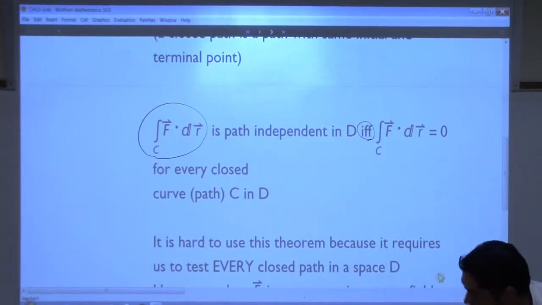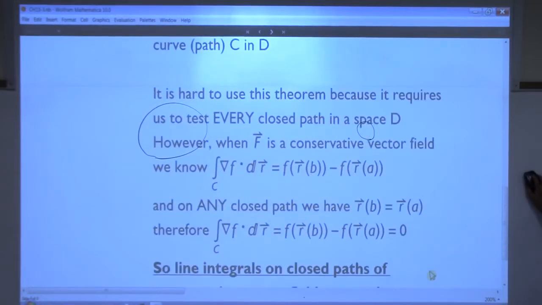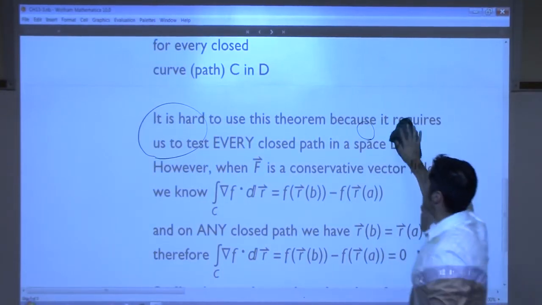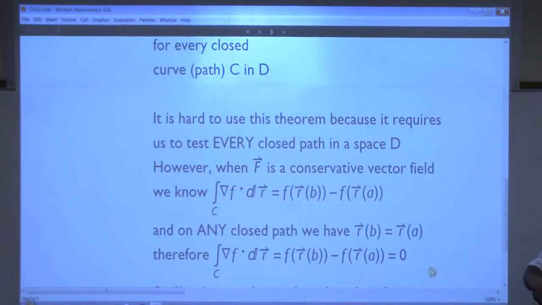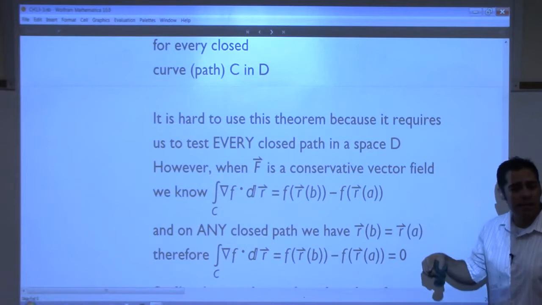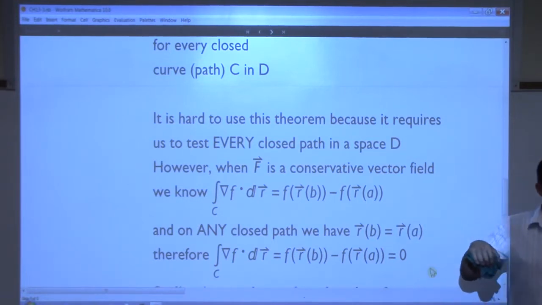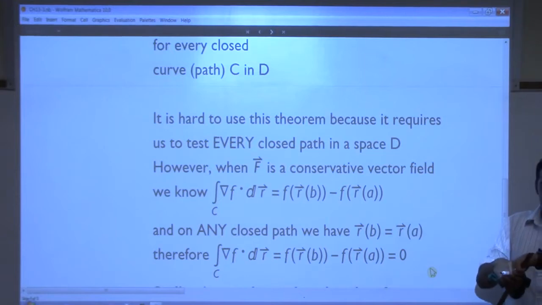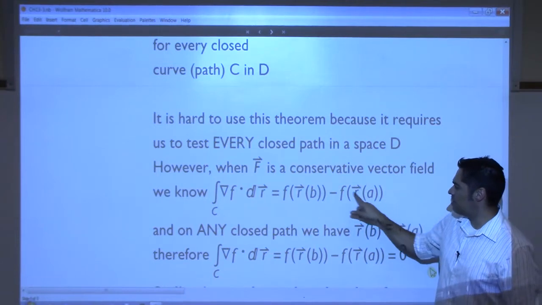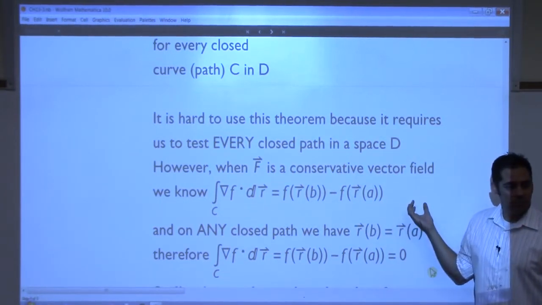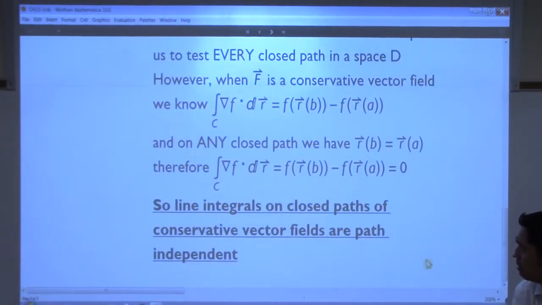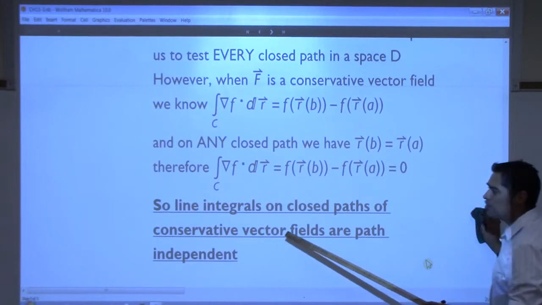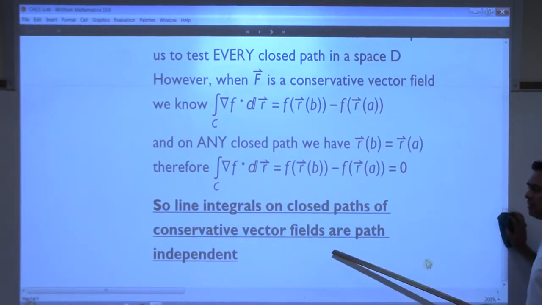But if we think about it, if that vector field F is conservative, then we know that the answer to that line integral is the two endpoints subtracted. And on a closed curve, the starting and ending point are the same. So if I subtract these two and they are the same points, I should get 0, no matter what. And that leads us to this last thing. Line integrals on closed paths of conservative vector fields are path independent.